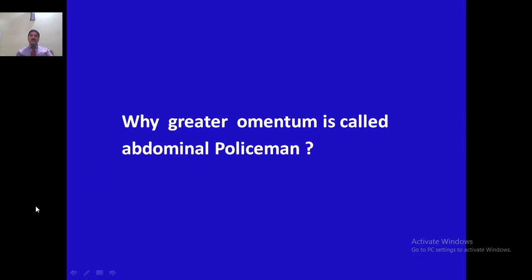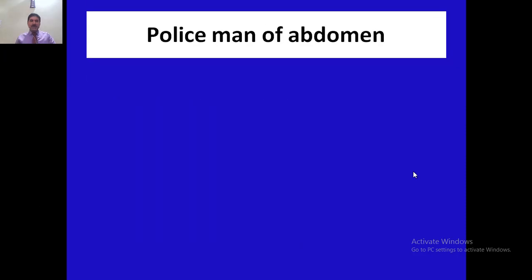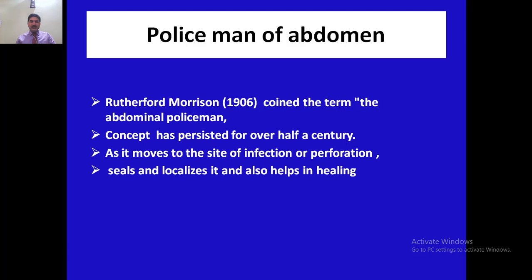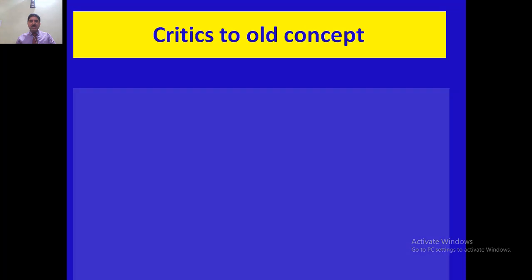Why is the greater omentum called the abdominal policeman? The role of the greater omentum as policeman of the abdomen was coined by Rutherford Morrison. Rutherford Morrison in 1906 coined the term abdominal policeman. This concept persisted for over half a century, as it moves to the site of infection or perforation, seals and localizes it, and also helps in healing, thus preventing the spread of infection and peritonitis.